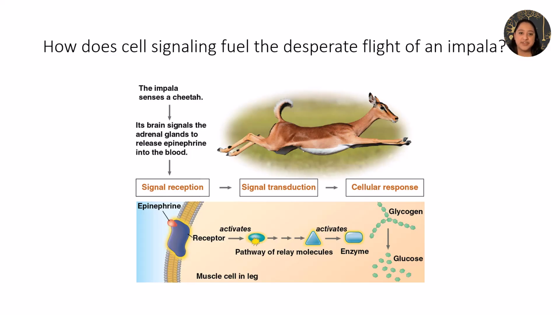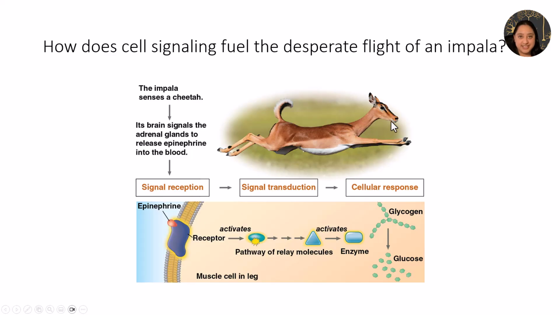And then again, to fit something into the bigger picture, organisms need to be able to adapt and do different things to survive. And so their cells have to communicate with each other. Even if we think of cells as just a boring blob that we learn about, they actually communicate a lot. So, for example, how does cell signaling fuel this flight of an impala running from a cheetah?